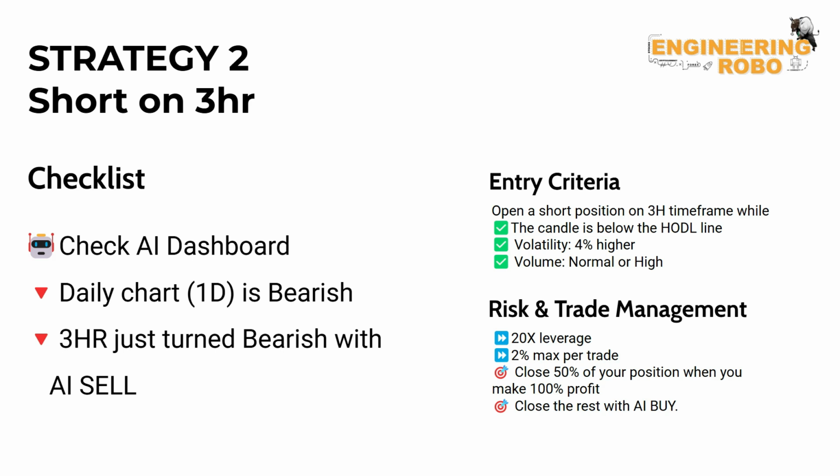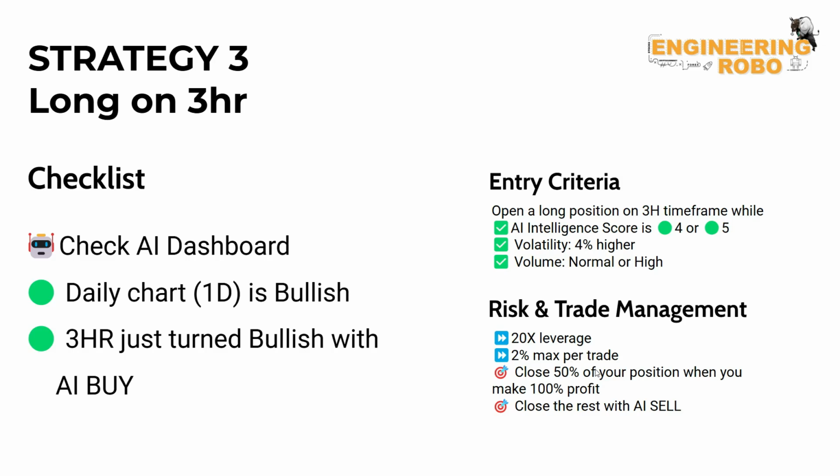Now I will use my videos to show the hodl line going forward. Risk and trade management, similar to strategy 1. 20x leverage, 2% max trade, close 50% of your position when you make 100% profit and close the rest with the AI buy signal.